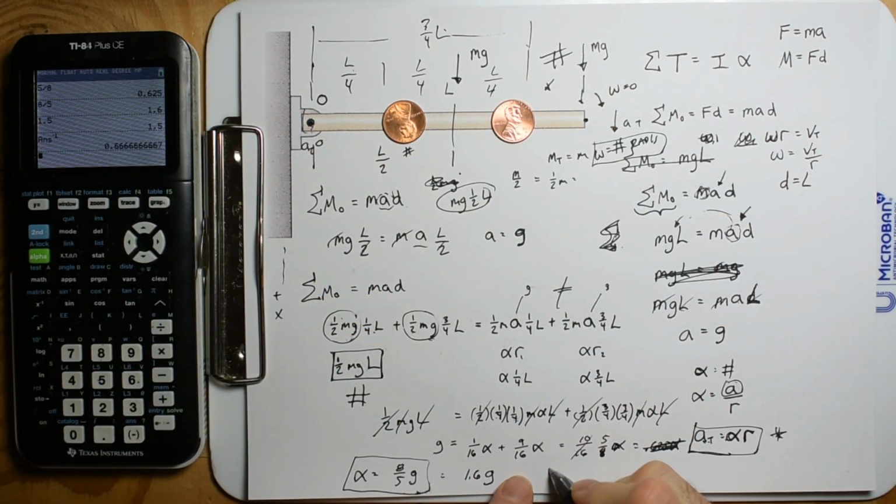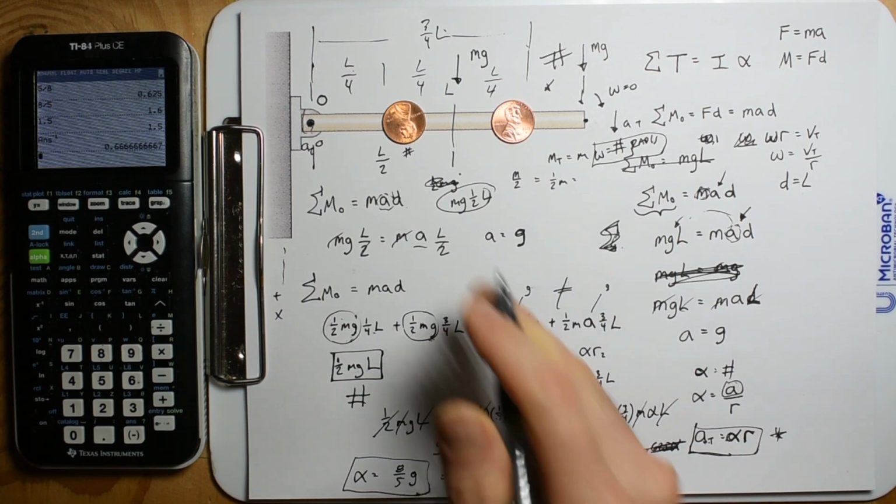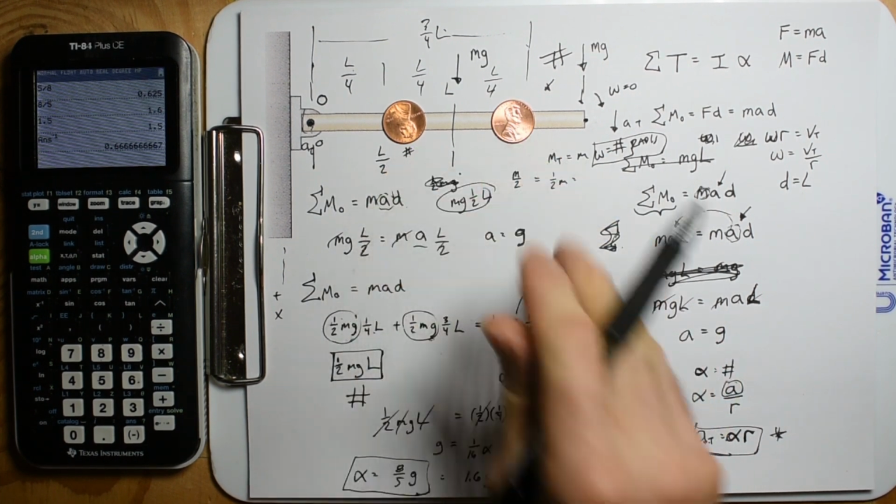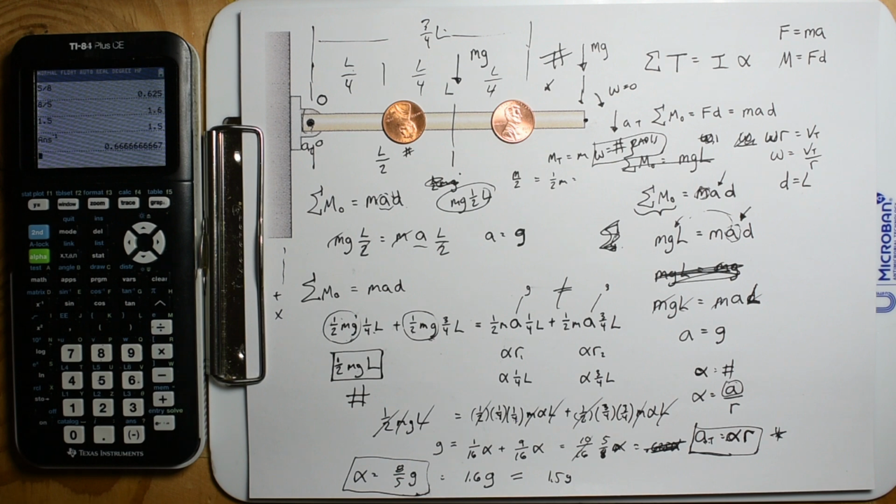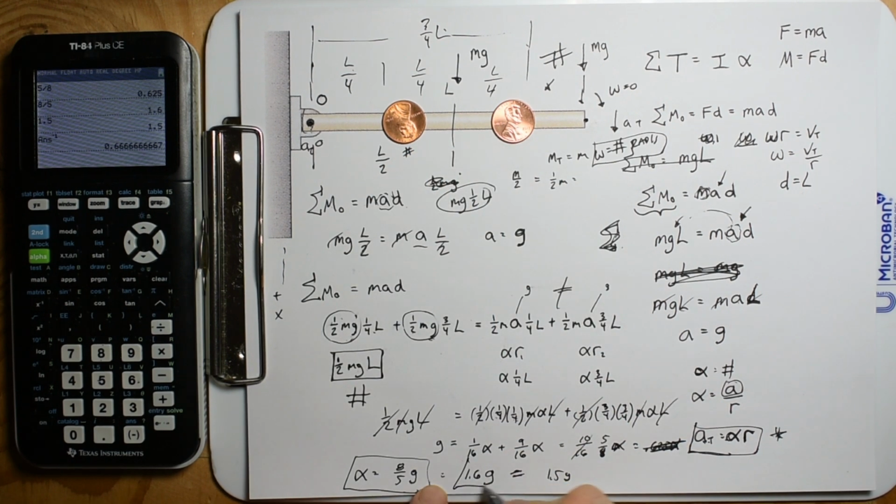All right, hell yeah. And if you've done this problem, we know that the angular acceleration of a bar with length L is going to be 1.5 g. So this approximation, even just with two masses, is actually getting pretty close.